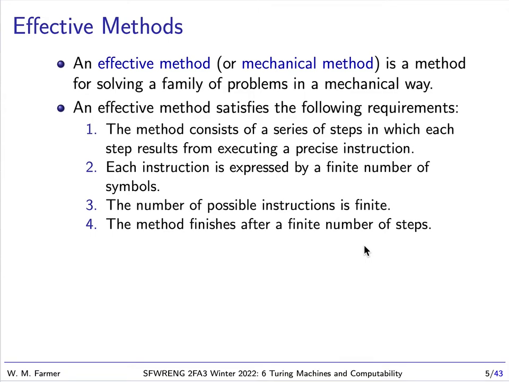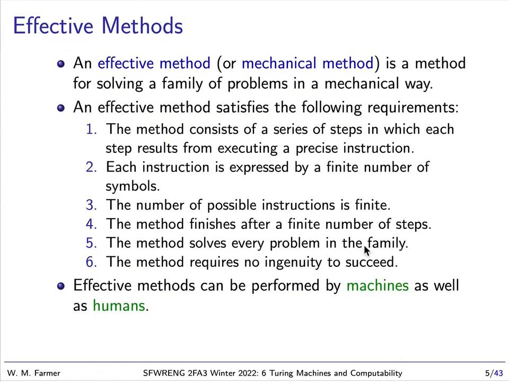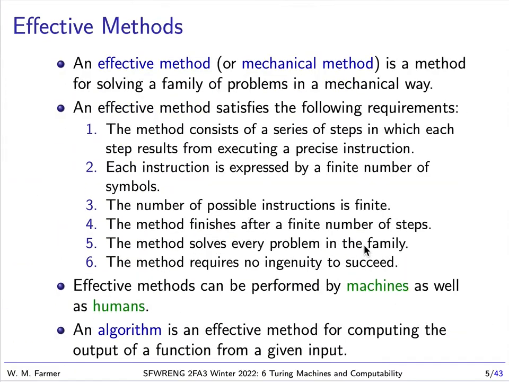The method finishes after a finite number of steps. The method solves every problem in the family. And the method requires no ingenuity to succeed. So basically this is a finitistic method. It's finite in all aspects. It's fully precise. It's something that can be performed mechanically. And effective methods can be performed by machines as well as humans. And we would say an algorithm is an effective method for computing the outcome of a function from a given input.